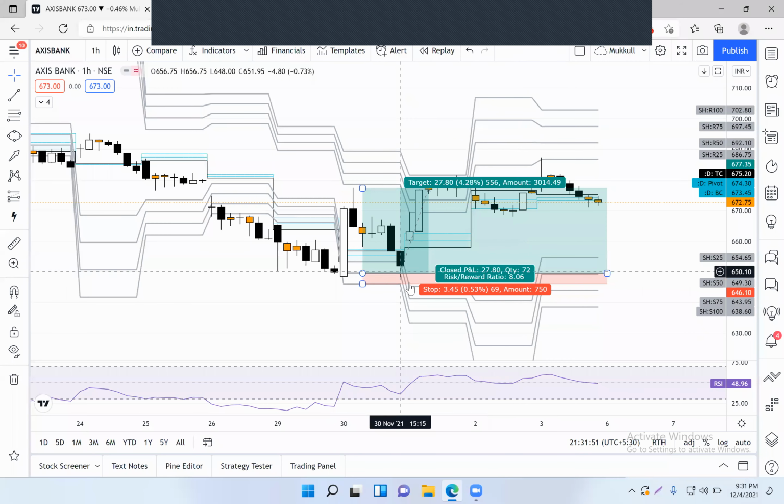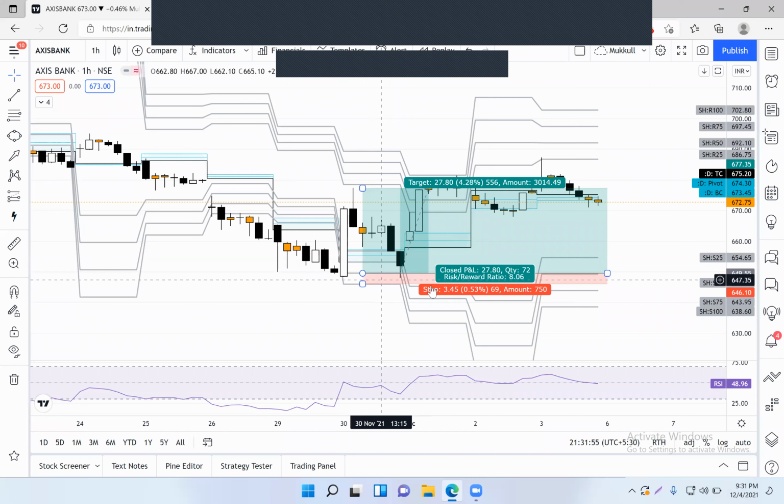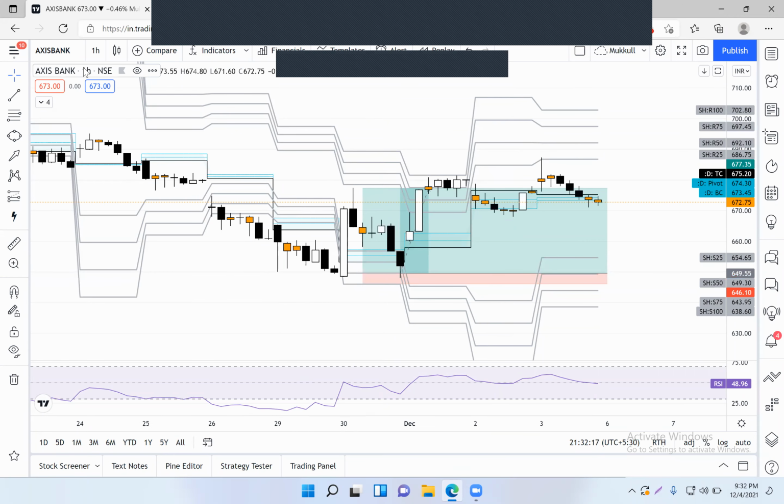The beauty is, see the amount of stop loss or the amount of risk you are putting in. Correct? Amount of risk. What is 3 rupees 50 paisa? That is almost around 0.5% risk versus 4.25% returns. That is too good. And that too in a blue chip stock.